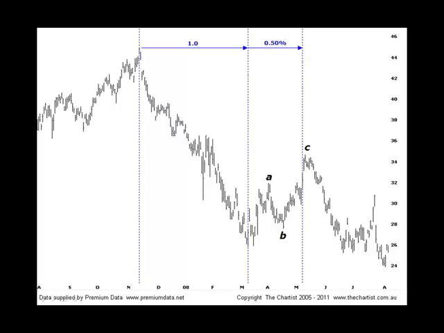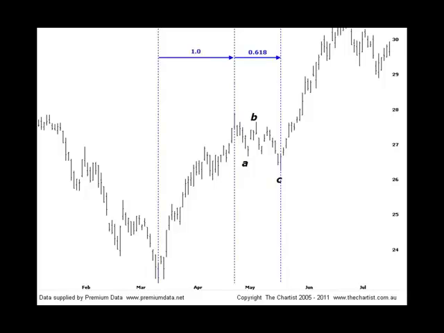It's exactly the same, and again, we use the exact same measurements as we do for price retracements. So we're using 38.2%, we're using 50%, and we're using 61.8%. They're the key three retracement levels in both time and price.